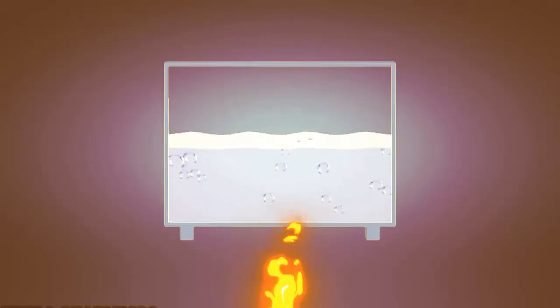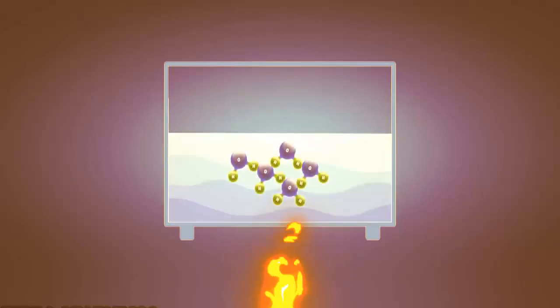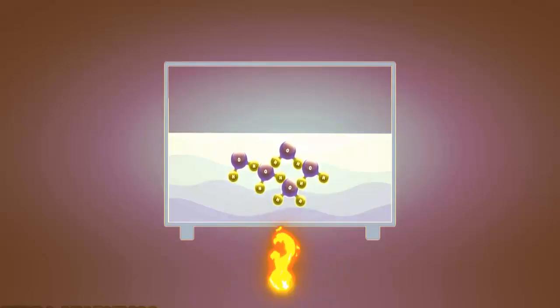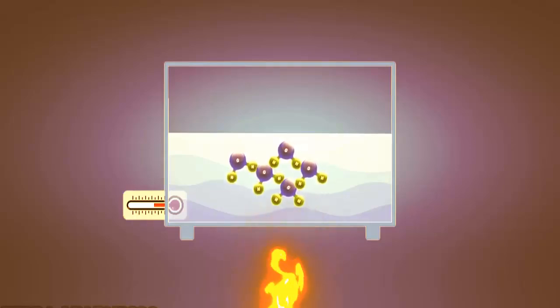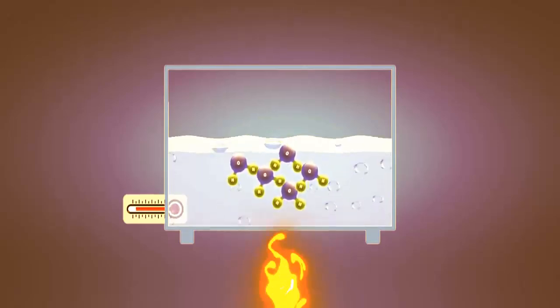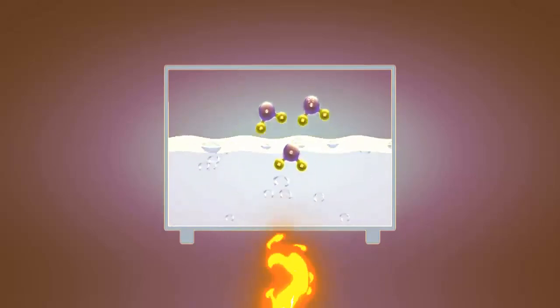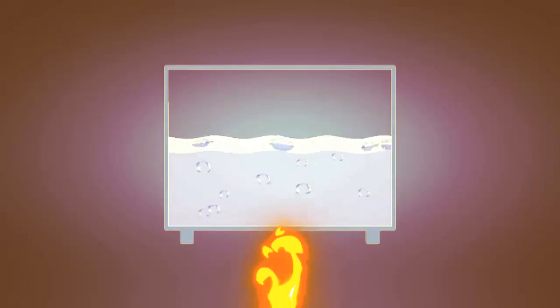Here, latent heat is not a special type of heat. It is the same heat that we give to the water. The heat we give makes the molecules vibrate as the sensible heat. We measure the temperature based on these vibrations. When we give less heat, the molecules vibrate less, so the temperature is lower. When we give more heat, the molecules vibrate more, so the temperature is higher. If the heat we give is used to break the joints of the molecules and make them escape from the water surface as vapor, it is called latent heat.